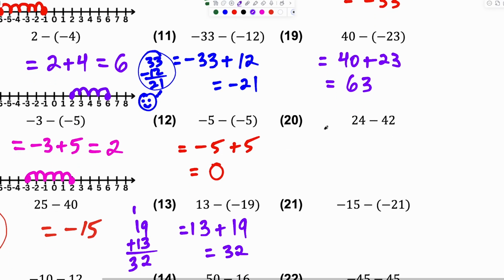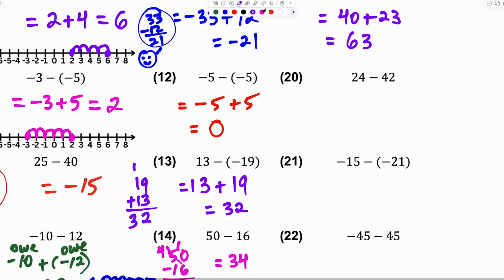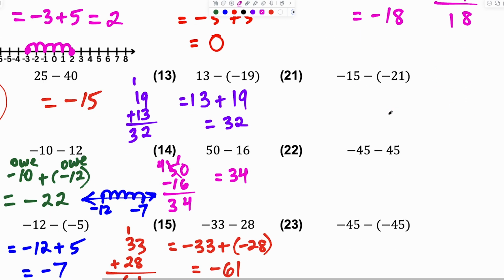All right, next up, question 20, 24 minus 42. So on the side, I'm going to do 42 minus 24. And here I'm going to borrow. So we have a 3, carry the 1. 12 minus 4 is 8. 3 minus 2 is 1. But we're subtracting a bigger number here. So we're going to get a negative. And we have negative 18 is our answer.